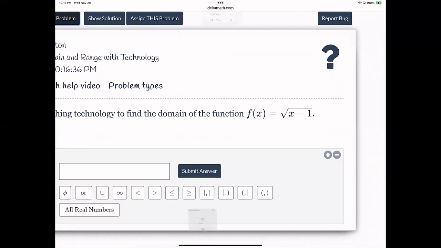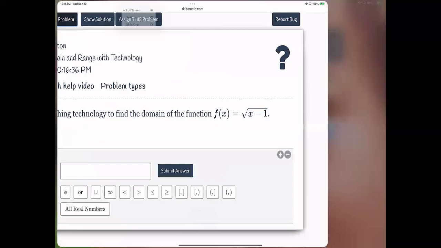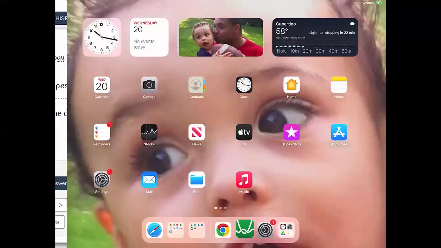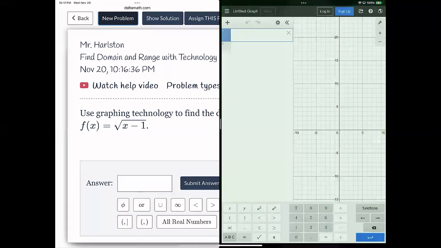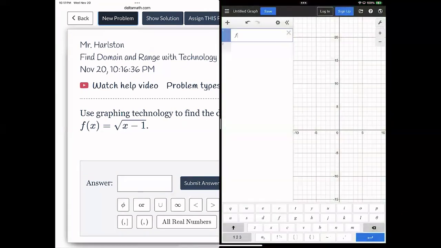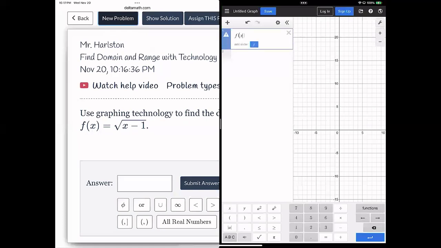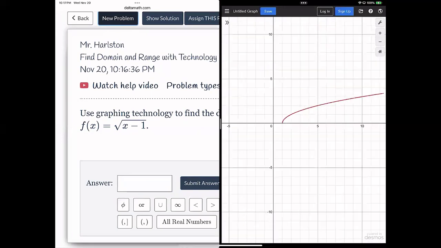So now I'm going to use the graphing calculator. Desmos, let's go. I'm going to type in this function. So it's going to be f of x equals the square root of x minus 1, and we graph it. I'm going to move the graph over.